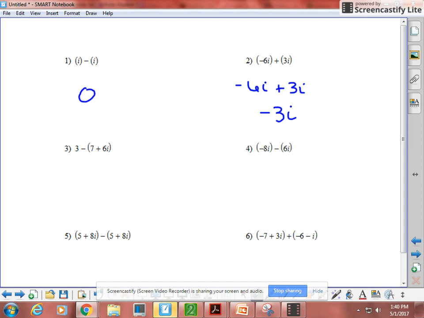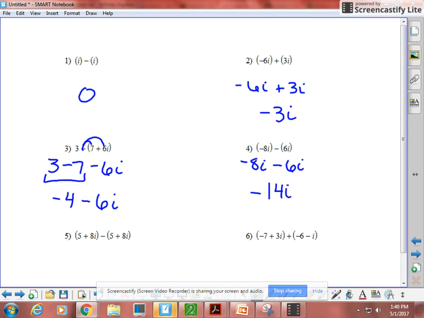The only thing you do have to worry about is when you have a negative sign, that has to go to both. So this is 3 minus 7 minus 6i. Well, these are your like terms, so I get negative 4 minus 6i as my answer. So on number 4, negative 8i, subtracting 6i, is going to make it more negative, so it's negative 14i.